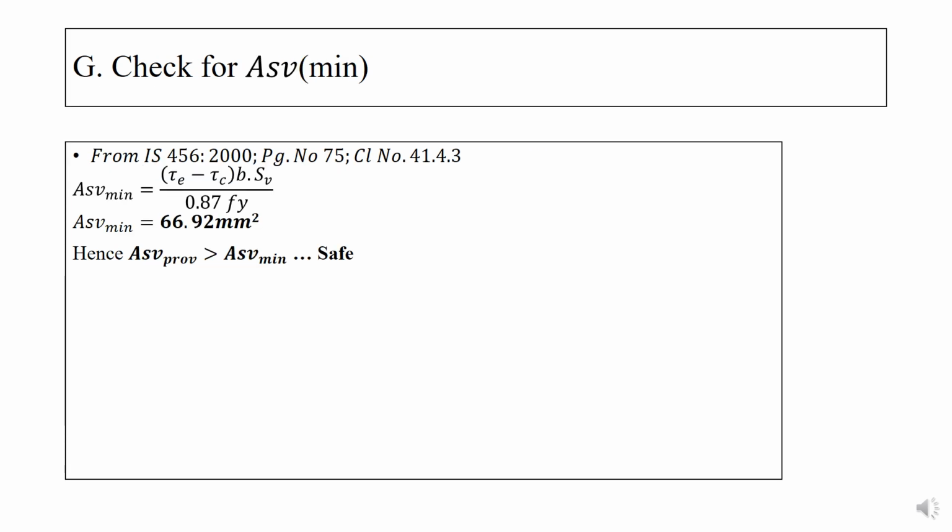Now again, code says to check for ASV minimum. That is, the provided ASV, that is area of shear reinforcement, should be minimum of that of this given formula. Now from this formula, if you substitute the given values, it turns out that ASV minimum is 66.92 mm square, whereas ASV provided is 100.5 mm square, which is greater than ASV minimum. Hence, it is safe.